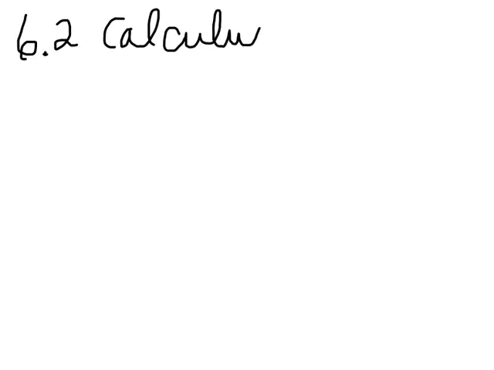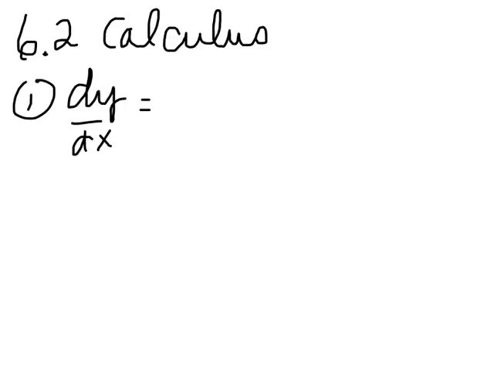All right, this is section 6.2 in the calculus book, and I wanted to just run up through a few more problems from the homework. For instance, number 1, if you have dy/dx is equal to x plus 2, what you do is try to separate your variables, get all of the x's on one side, the y's on another, and then you can integrate both sides.